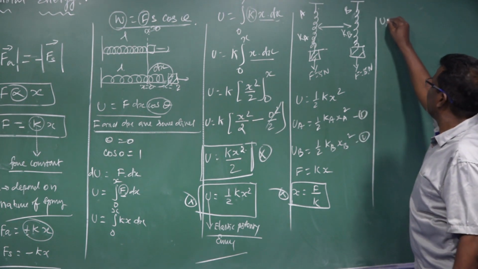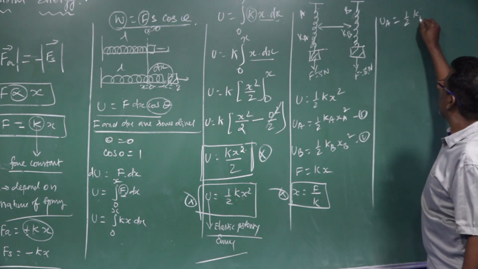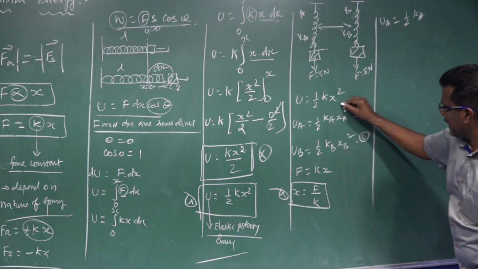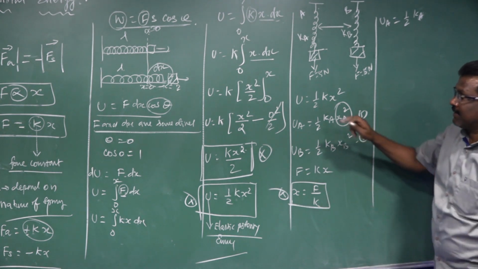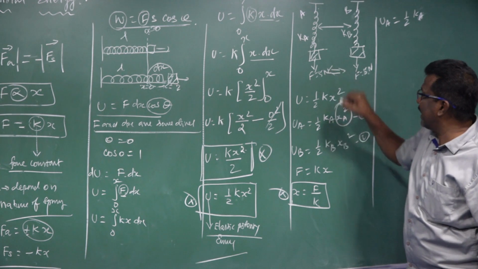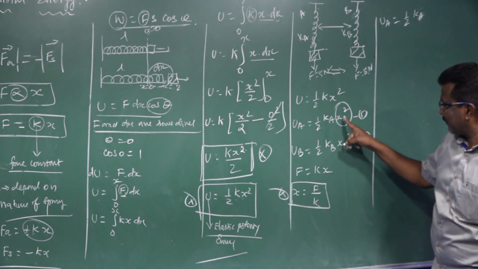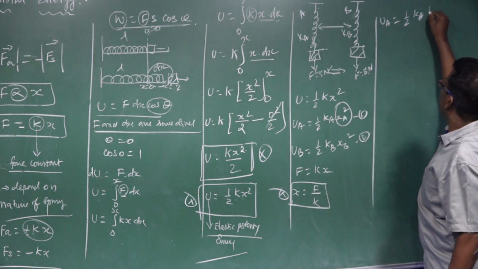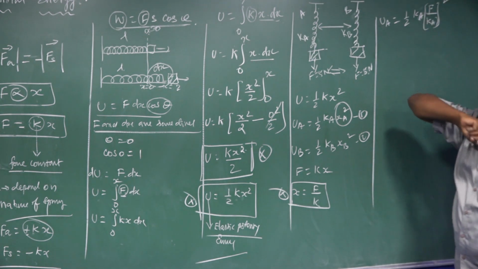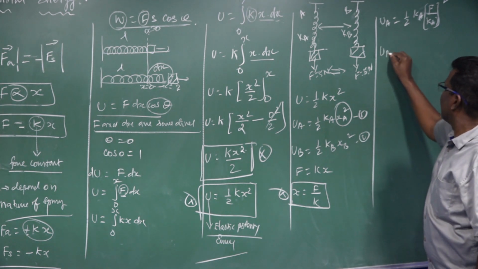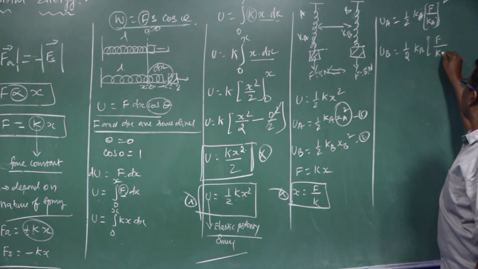In UA, the energy stored in the first case, 1 by 2 KA XA square, where XA is F by KA. Because the force F is equal, the same force applied on both springs, F remains constant. Instead of X, you put F by KA, whole square. Similarly UB is 1 by 2 KB, F by KB the whole square.